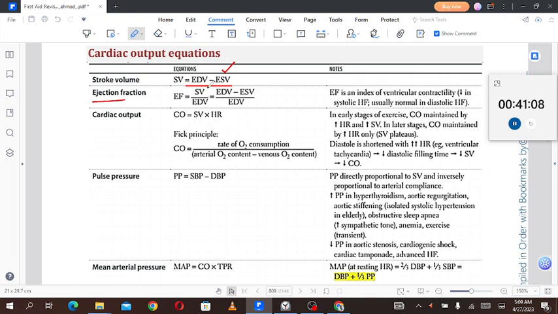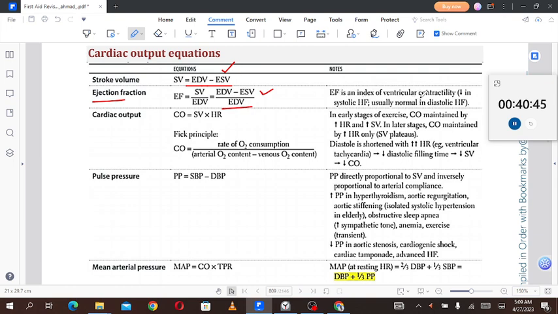Ejection fraction is equal to the ratio between the stroke volume and the end diastolic volume. It is the amount of the blood. Stroke volume is the amount of the blood that is being pumped, and the total amount of the blood that has the potential to be pumped out. That is stroke volume divided by the end diastolic volume. So it is end diastolic volume minus end systolic volume over end diastolic volume. We have combined these two equations.